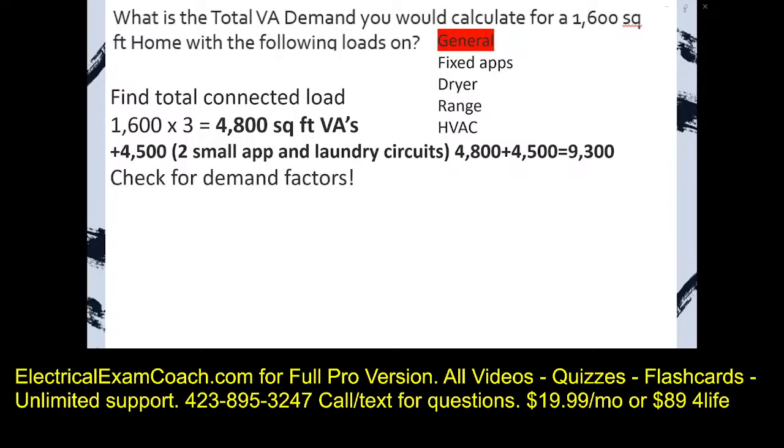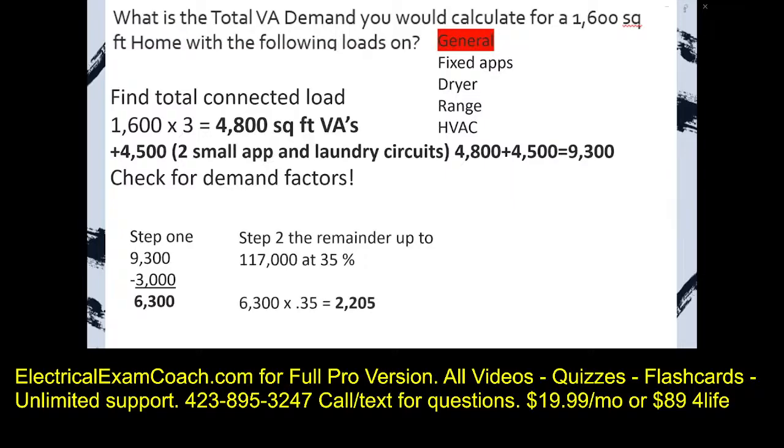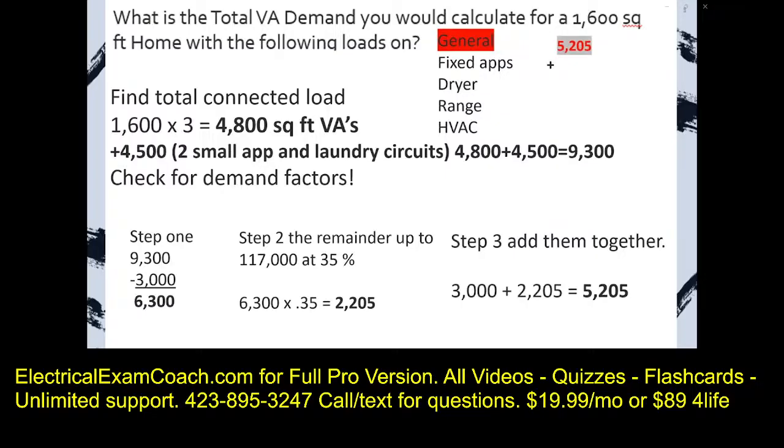Now we check for demand factors. Step 1, we're going to take the first 3,000 at 100%. We're going to take that remainder at 35%. Then we take the 2 and total them back together. And we're going to put that over here on the right-hand side. Every time I want you to write it out just like this, add in each load, total them up, and you'll be on your way to doing the whole house.